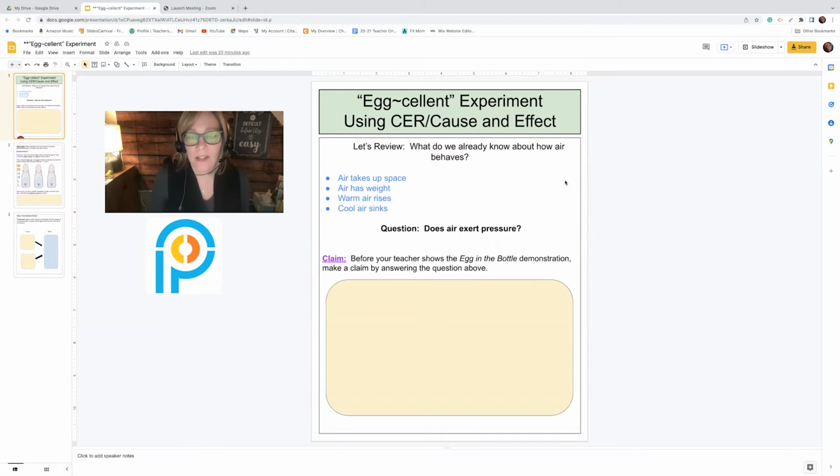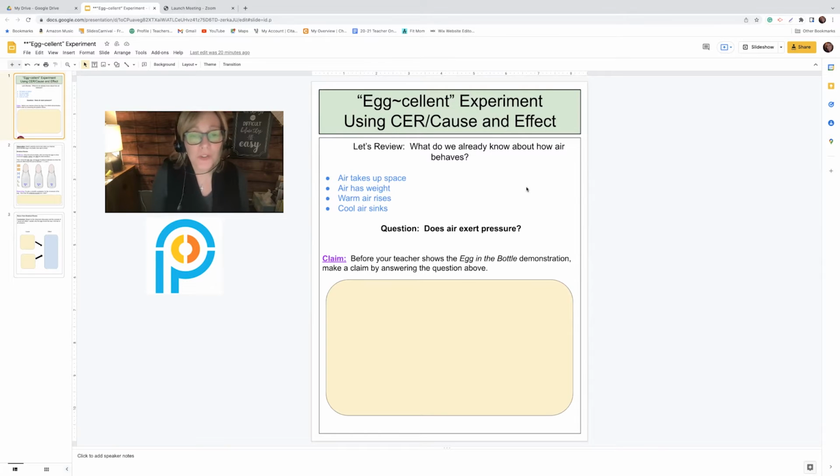So at this point in my presentation, my kids would have already known that air takes up space, that air has weight, warm air rises, cool air sinks. Those 4 concepts I would have covered with them very, very thoroughly. What we want to discover through this process is, does air exert pressure? They would also be well versed in how to write a CER, claim, evidence and reasoning.